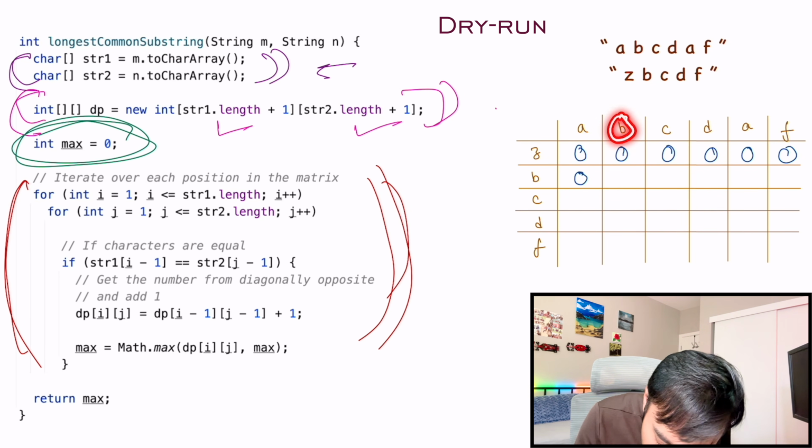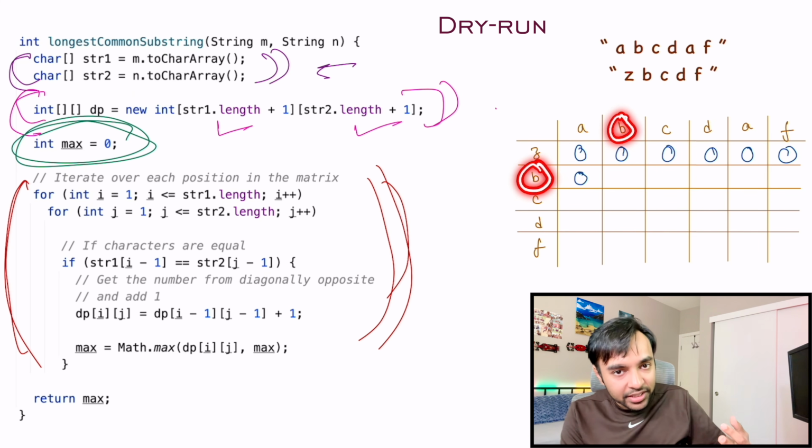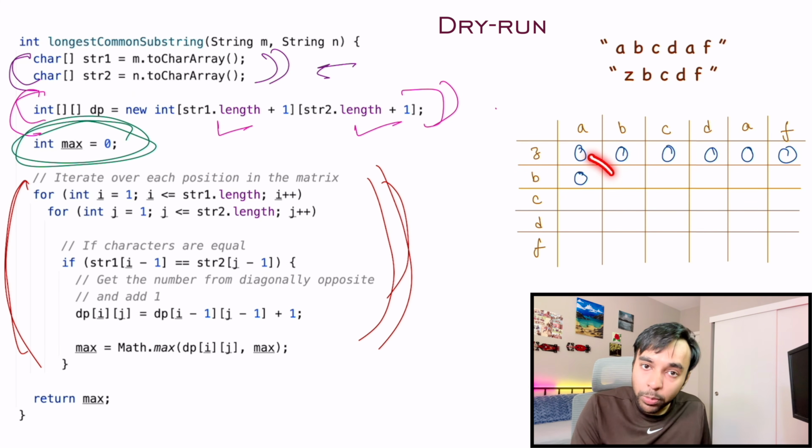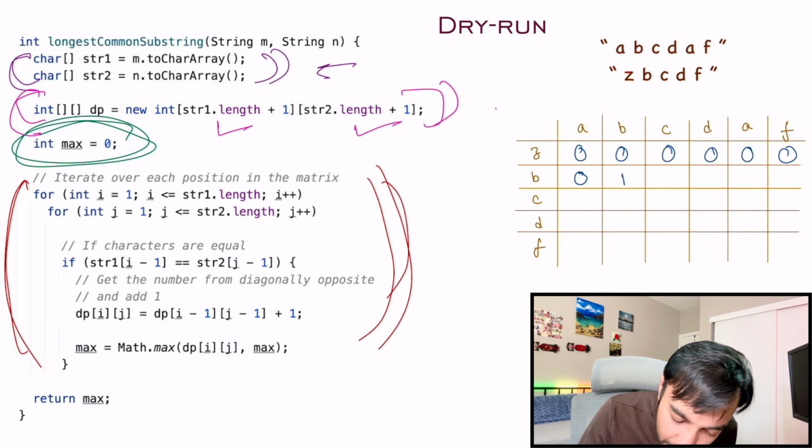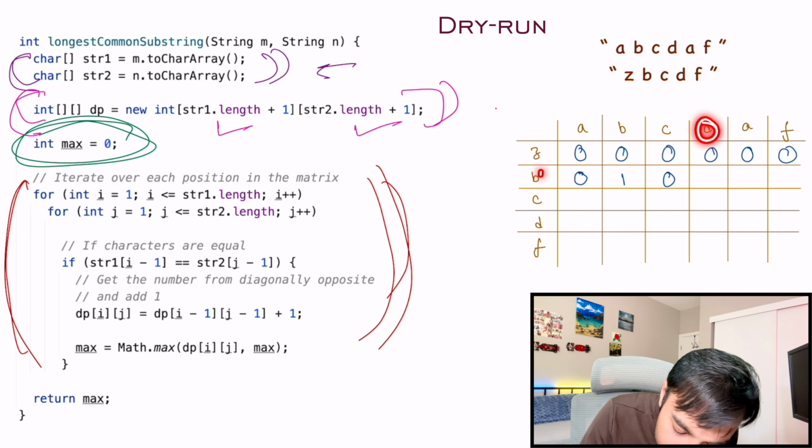For the next value, B and B are the same. If this is the case, just look at the diagonally opposite value and add a 1 to it. So 0 plus 1 will give me a 1. Moving ahead, C and B are not the same, so put down a 0. D and B are not the same, so this will be once again 0.